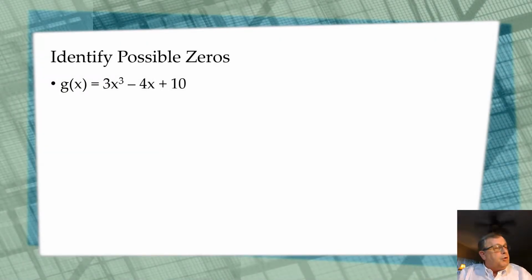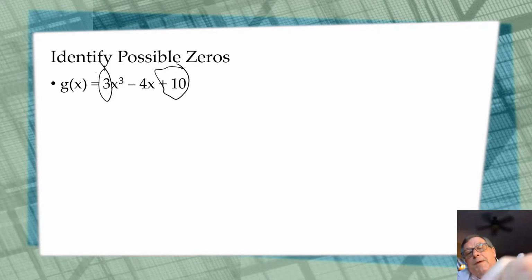Now we're going to look at another tool that can help us determine or find the real zeros of a polynomial function, and that is called the rational zero theorem. The rational zero theorem states that the universe, you might say, or the set of numbers that might represent the real zeros of a polynomial function can be expressed by all the factors of the constant over all the factors of the lead coefficient.